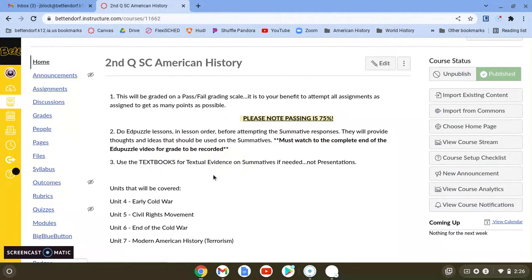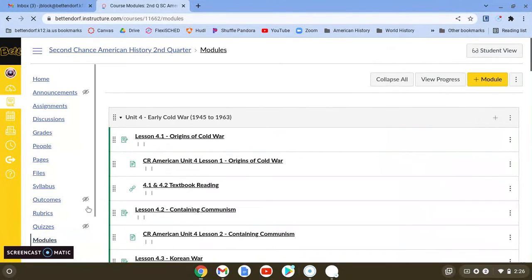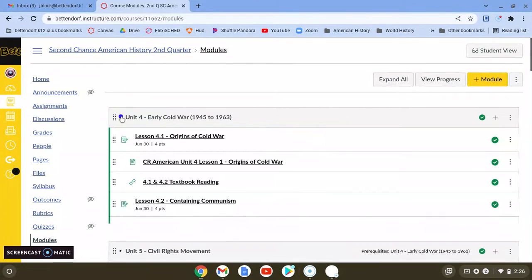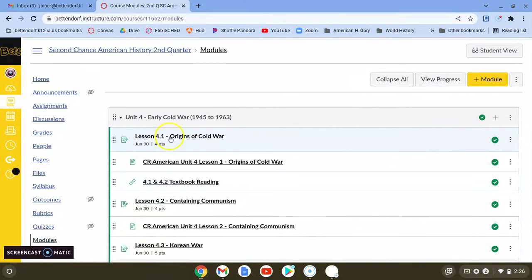And to start the lesson, click over here on modules. And then that's where you're going to see the list of things. Notice how each one of these is labeled. Lesson 4.1, what is that saying? That this is the fourth unit and this is the first lesson in the unit. So these are the Edpuzzles where it says lesson number, point number. So here, here, all the way down.